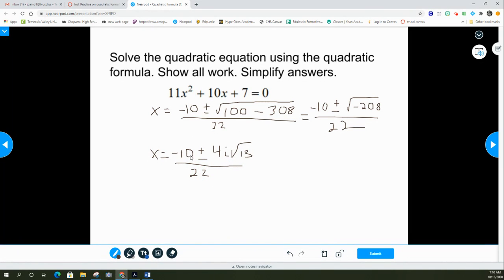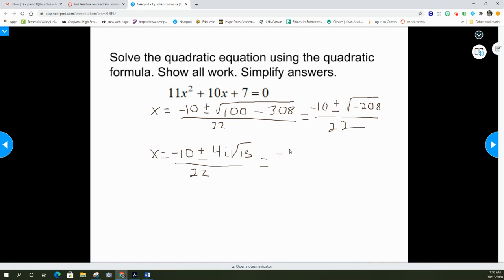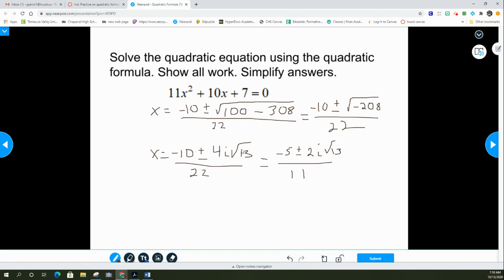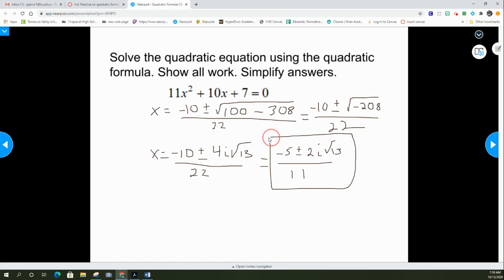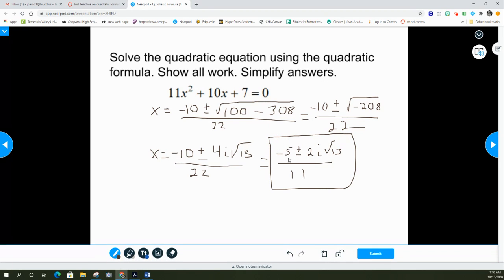I still have to simplify again. Does anything go into the 10, the 4, or the 22? Yes, 2 goes into all those. So negative 5 plus or minus 2i rad 13 over 11. And so that's my two complex solutions right there.